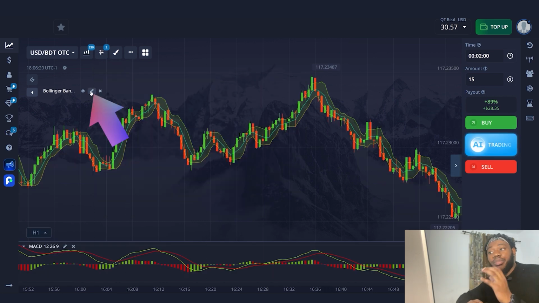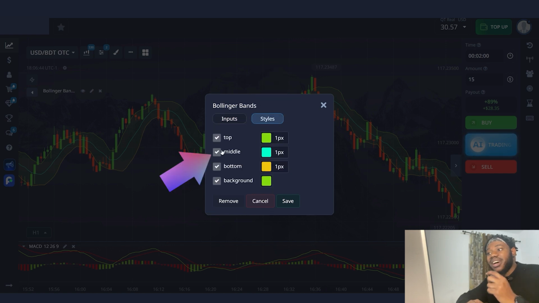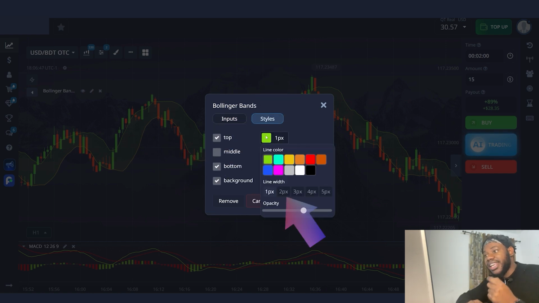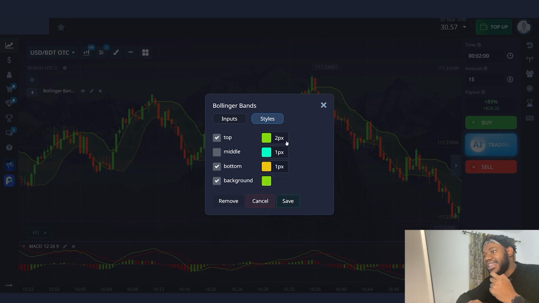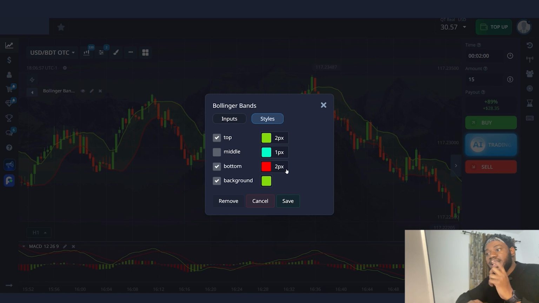In the settings of the Bollinger Bands indicator, the period should be 10. I will use 1 deviation. In the style settings, I will disable the middle line, increase the thickness of the top line, and the bottom line will be red, and also increase the thickness. Let's make the background color of the indicator white.